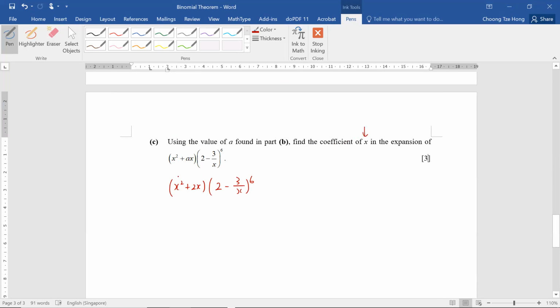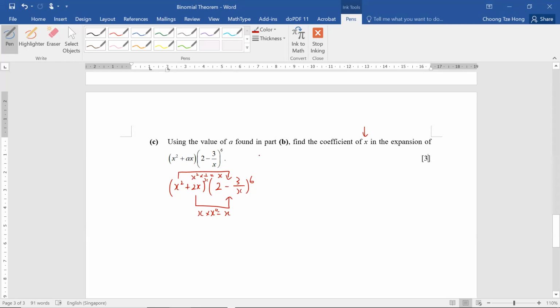So question to you: x squared times what term will give you the x term? You should be able to tell that it will be the 1 over x term. x squared times 1 over x will give you x. Correct or not? Then next one, x times what term will give you the x term? This one is quite obvious: it will be the x to the power of 0 term. In other words, the constant term, the term without the x. x power 0 is 1.